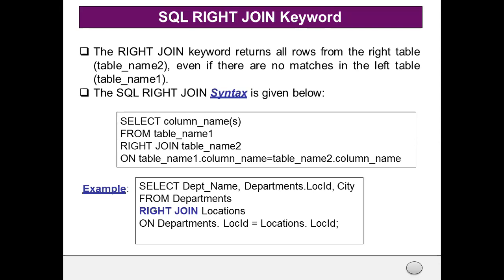Next comes the right join. In the right join, it will join both the tables even if there is no match. Suppose it is not present in the left table but it is present in the right table, all the attributes will be present in the join part. So the right join keyword returns all rows from the right table, that is from table 2, even if there are no matches.